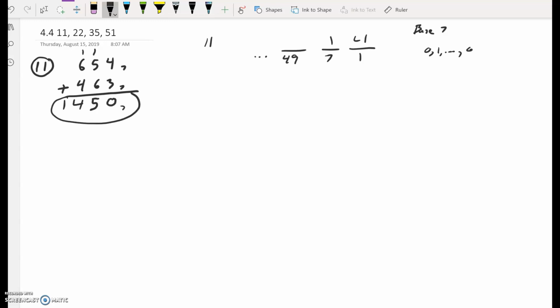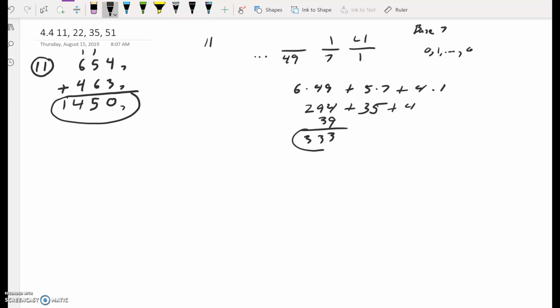We could check this if we wanted to by rewriting all of these numbers in base 10 and see if the base 10 quantity works out. So let's do that. We have 6 times 49 plus 5 times 7 plus 4 times 1. That's the 654 number. This would be 294 plus 35 plus 4, which is 294 plus 39, which is 333.